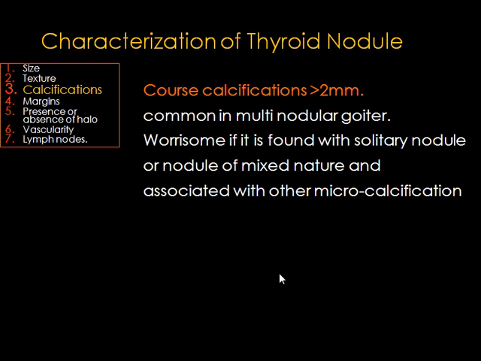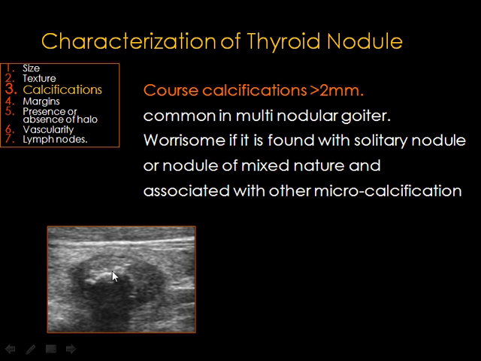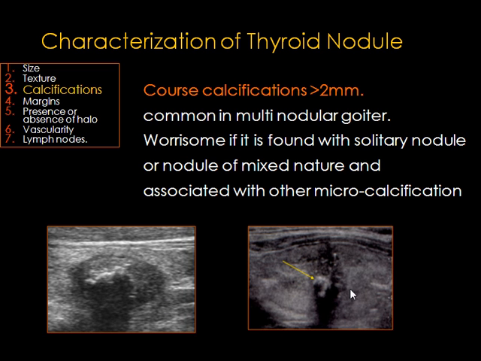Coarse calcifications are more than 2 millimeters in size, usually common in multinodular goiter. It is worrisome if it is found with a solitary nodule, or a nodule of mixed nature, or associated with other microcalcifications. This is a solitary nodule with a coarse calcification and many other microcalcifications. This is another example of coarse calcification in an infiltrating hypoechoic solid nodule. There are also other microcalcifications suggestive of papillary carcinoma.